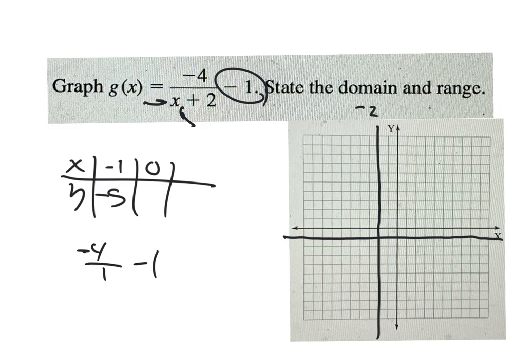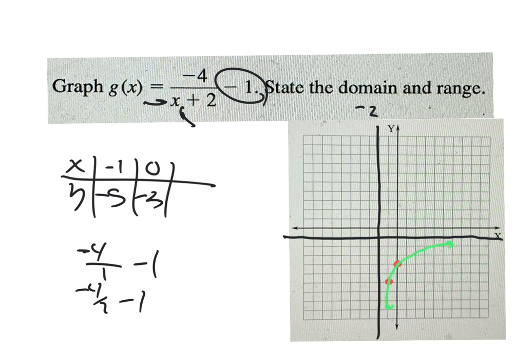So -1, -5 is a point. I'm going to go there: -1, 1, 2, 3, 4, -5. And I'm also going to put 0 in there. If I put 0 in there, it gives me negative 4 over 2 minus 1, which is negative 2 minus 1, which is negative 3. So I'm going to go to 0, negative 3, which is right there, which means that part of the graph is going to do this. It's going to get closer and closer to the asymptote and go through those 2 points.